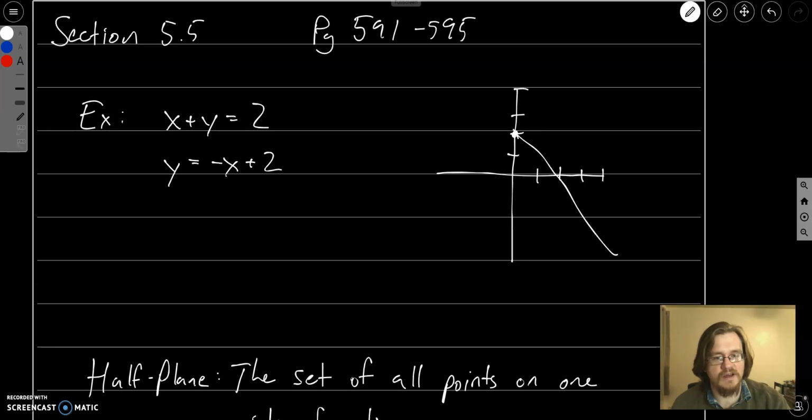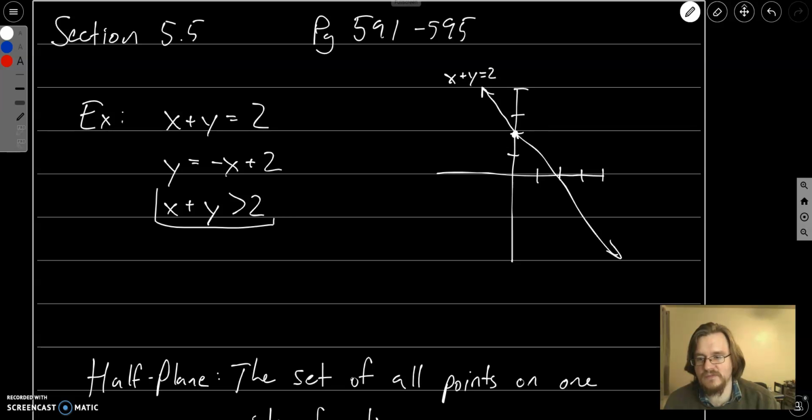We have a line that looks roughly like this. So here is the line x plus y is equal to 2. But what about if we wanted to look at x plus y is greater than 2? So where is x plus y greater than 2?